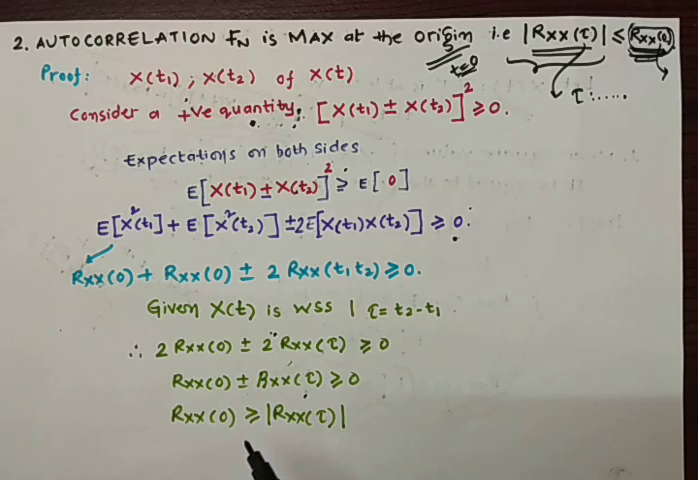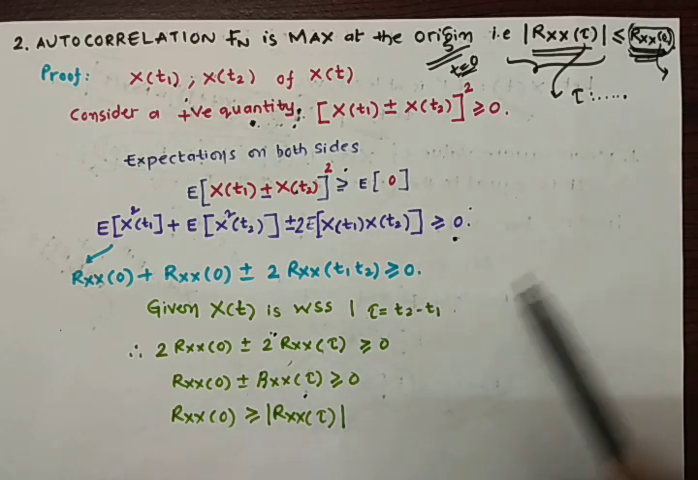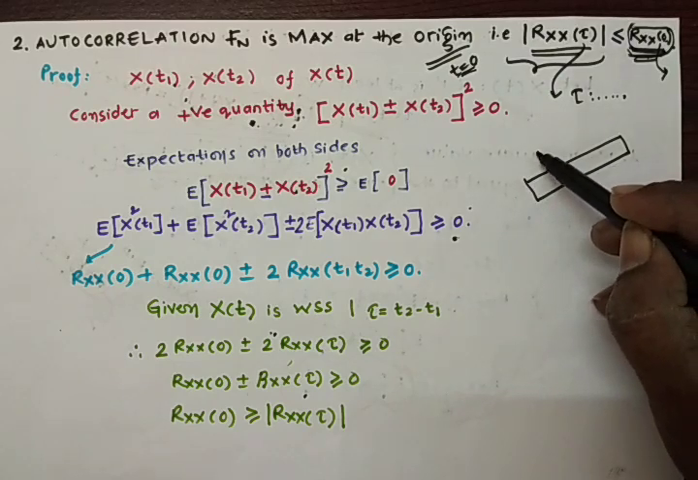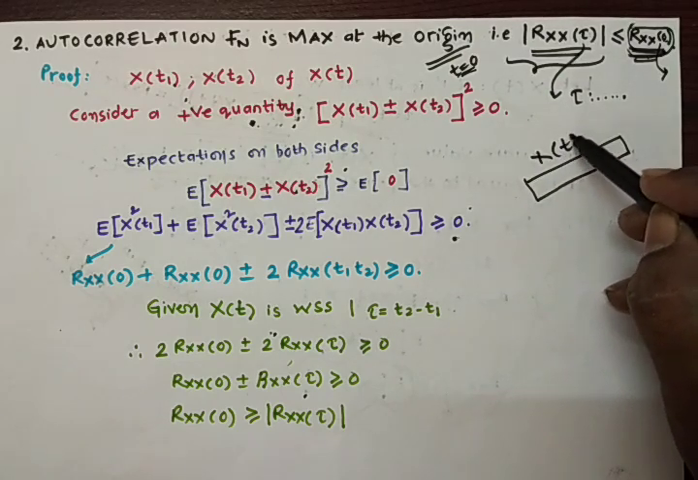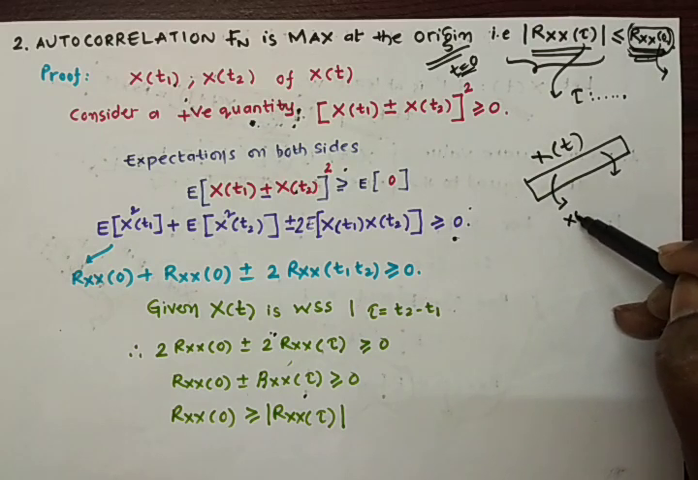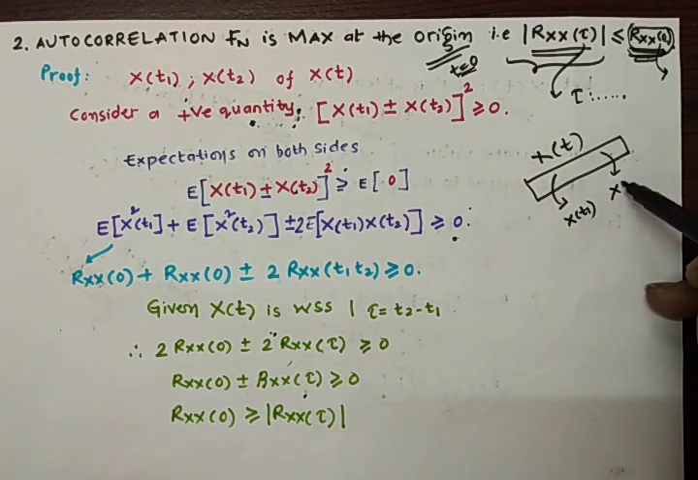Here we know that the autocorrelation function can be defined within the random process only. This is the random process x of t, in which we choose two random variables, x of t1 and x of t2.